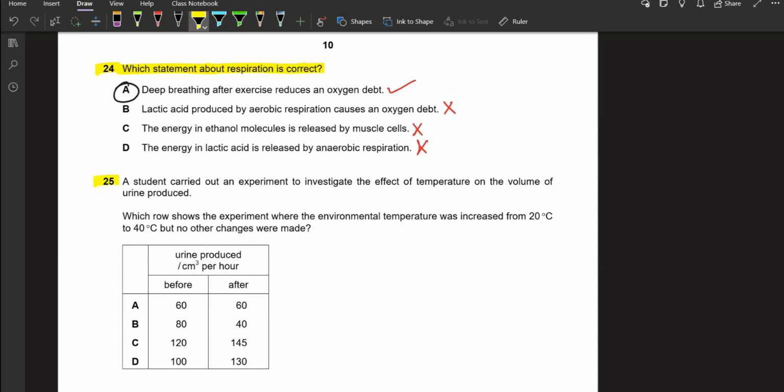Question number 25. A student carried out an experiment to investigate the effect of temperature on the volume of urine produced. Which row shows the experiment where the environmental temperature was increased from 20 degrees Celsius to 40 degrees Celsius, but no other changes were made? So if the temperature is doubled, the urine production would reduce by half because more water is required to control the temperature of the body. So the correct option would be option B, before 80, after 40.